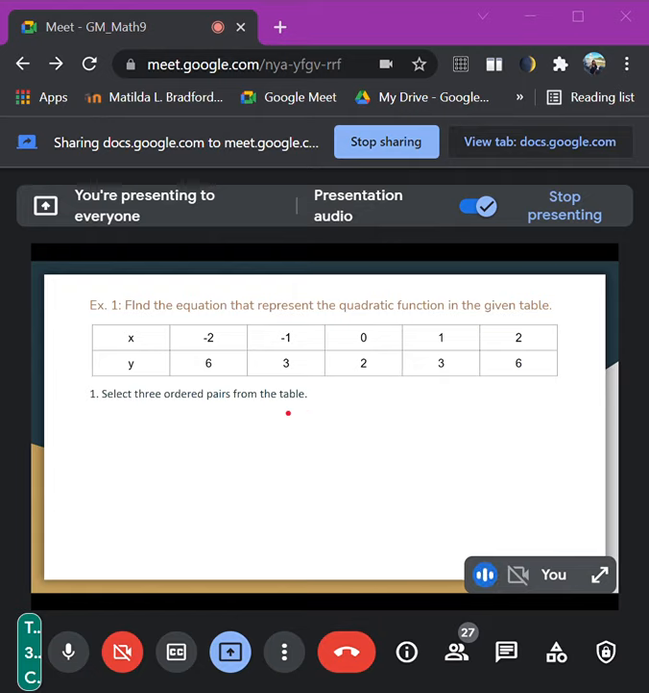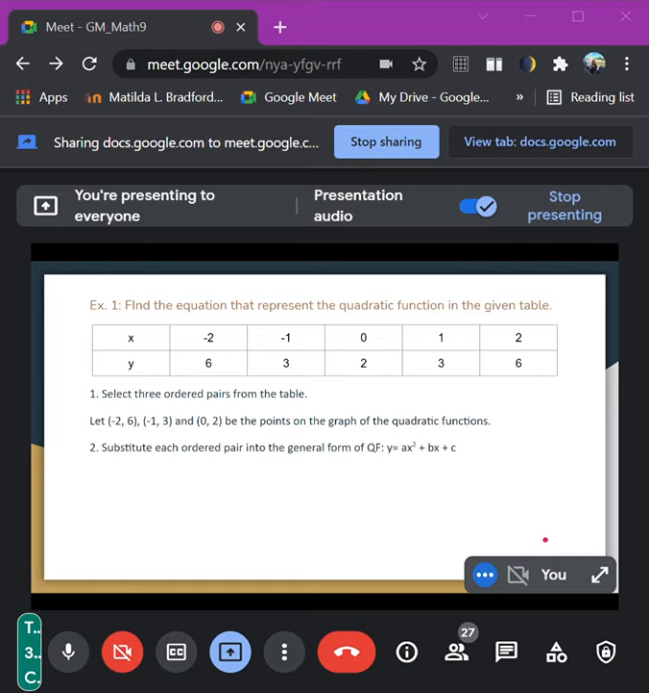So here, I chose the first three. You have there (-2, 6), (-1, 3), and (0, 2). These will be points of the graph of the quadratic function. Because that is the first step: we get three ordered pairs. Now this time, we are going to have step number 2. Substitute each ordered pair into the general form of the quadratic function y equals ax squared plus bx plus c.